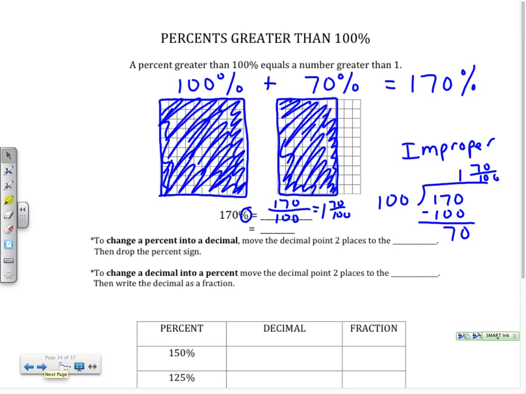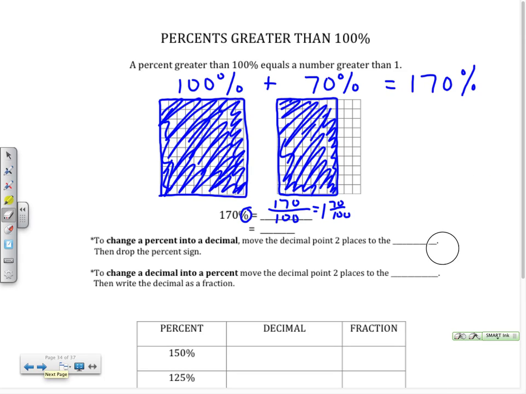And of course, I'm going to simplify that to get 1 and 7 tenths. And then I can go ahead and write that as a decimal using my place value, 1.7.